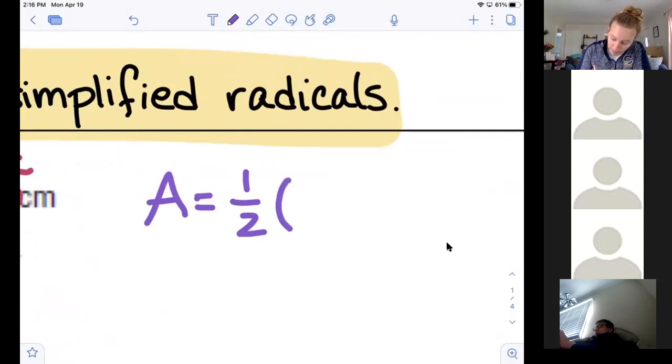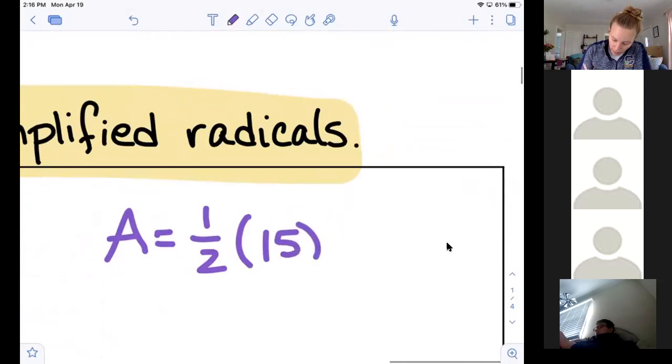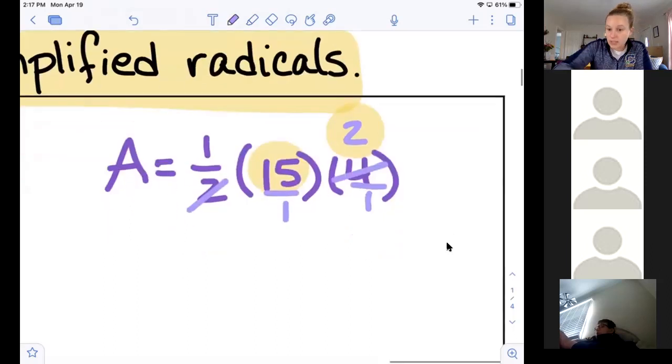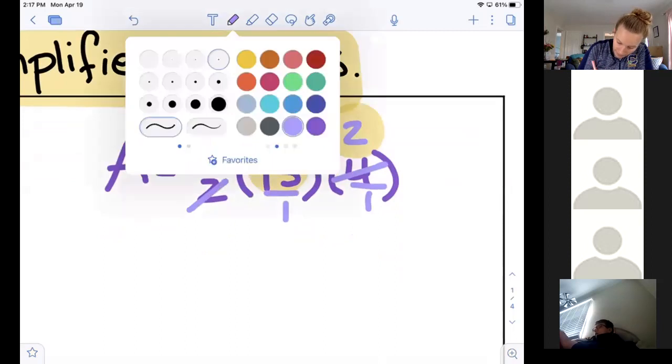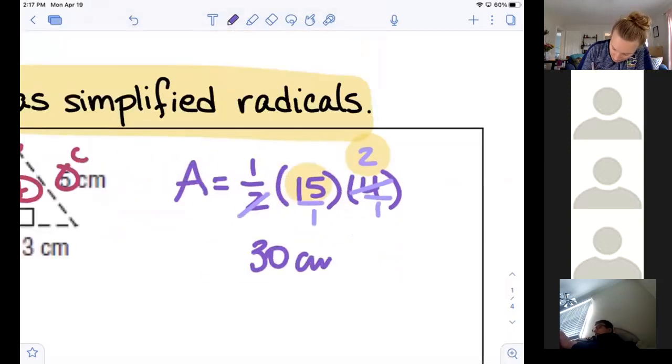Area equals 1/2 base, which is 15, times height, which is 4. I do see again a common factor. So you can think of this as 15 over 1 and 4 over 1. The 2 and the 4 have a common factor of 2, so I cancel that out. And then that just leaves me with 15 times 2, which is going to be 30. So my area is 30 centimeters squared.